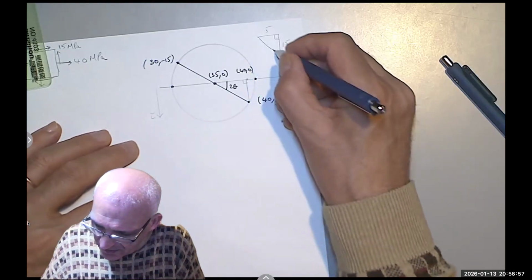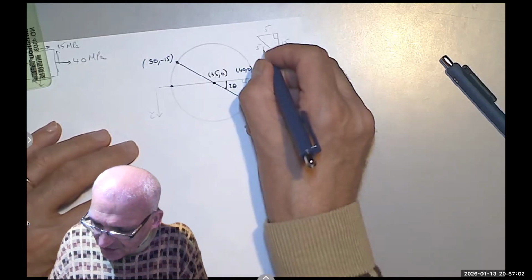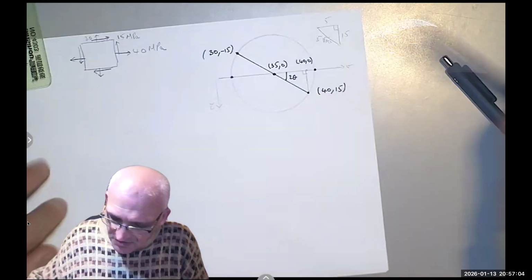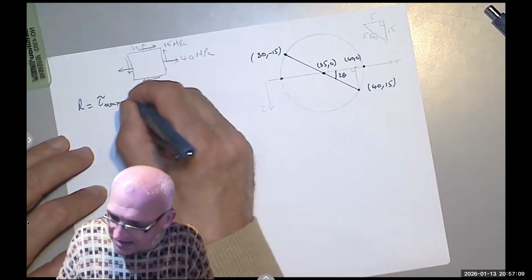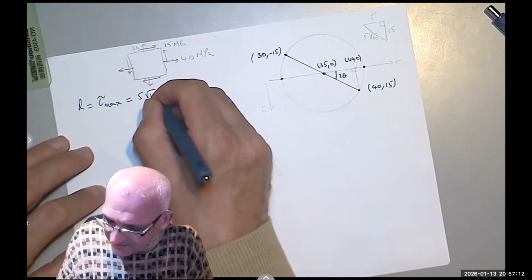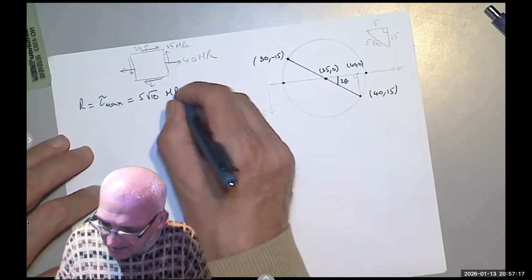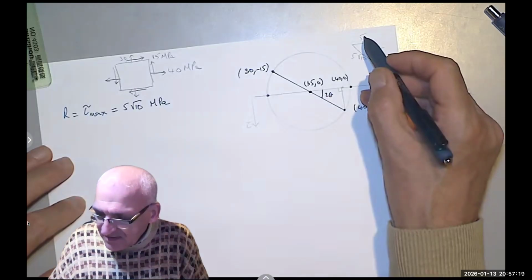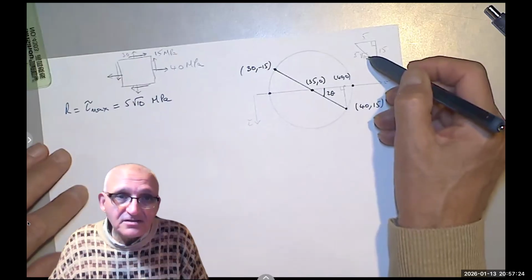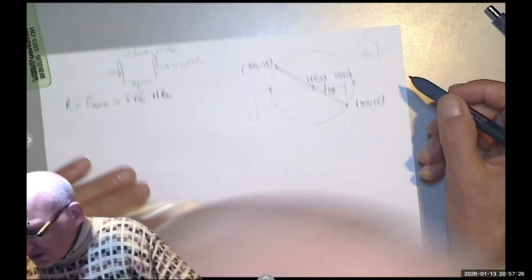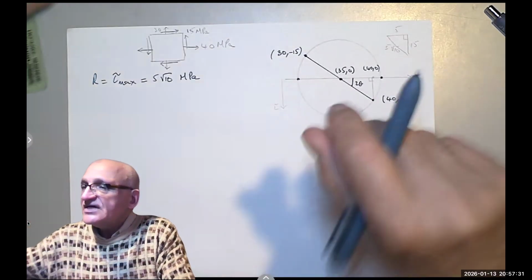So this would be what? 5 square root of 10, the radius. So the radius, which is tau max, is 5 square root of 10 megapascal, because this is 5. If you divide by 5, you get 1, 3, root 10, right? Square root of 1 square plus 3 square is square root of 10. So of course you can use a calculator and find this value.